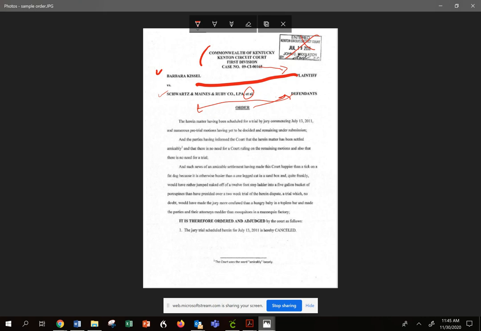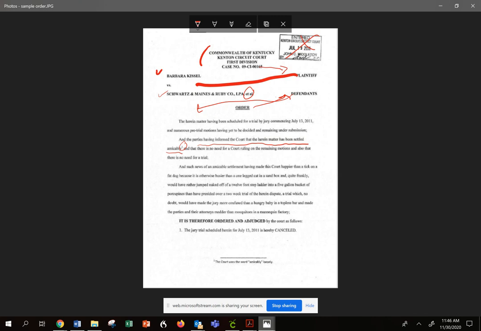It says the parties having informed the court that the herein matter has been settled amicably, and it has a footnote. The court uses the word amicably loosely. There is no reason for the court to be doing that. The court is just getting a little ornery with this, kind of funny with it. So, if you can go on to read this, the court is really, I don't know what's going on with them.